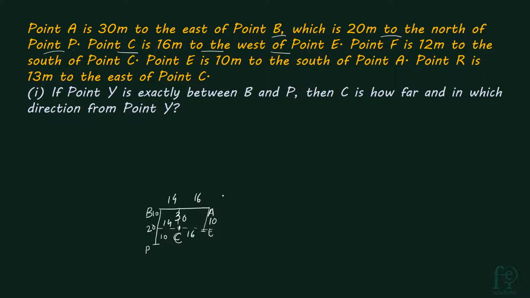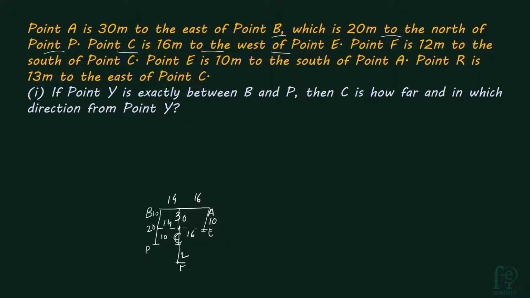Now point F is 12 meter to the south of point C. So this much distance is 10 meters, so again 2 meters will come. So point F is south of point C. Now point E is 10 meter to the south of point A; we had already written that.